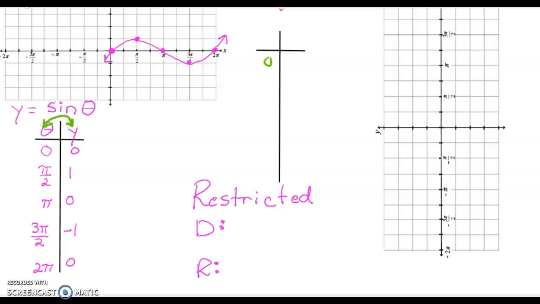That would be 0, 0 flip-flopped is still 0, 0. Pi over 2, 1 would be 1, pi over 2. And pi, 0 would be 0, pi. And 3 pi over 2, -1 is -1, 3 pi over 2. And 2 pi, 0 is 0, 2 pi.